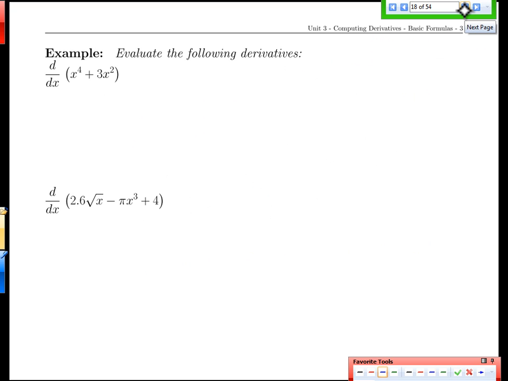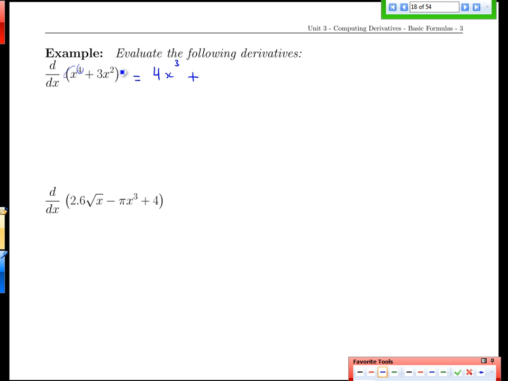Okay, let's get some practice here. And if you've seen derivatives before, it's probably a good idea just to try these on your own first. Pause the video and then see how you do. All right. So using our power rule here, the derivative of x to the 4 plus 3x squared: bring the 4 down front, keep the x, and have 1 less power, that's cubed.